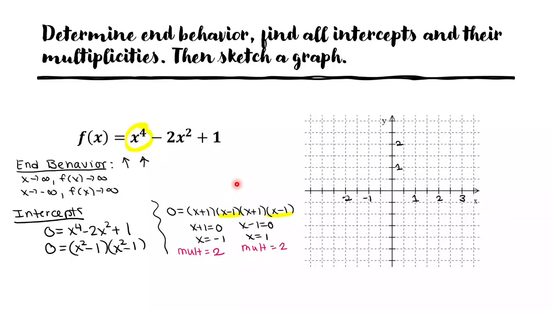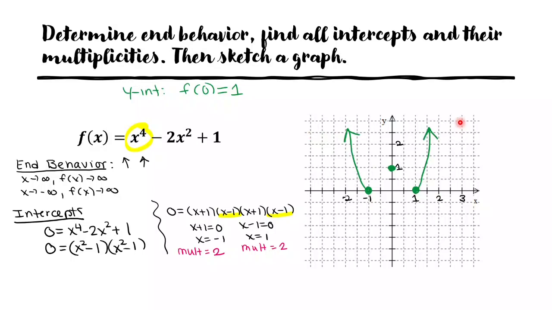All right, so let's create our graph. I'm going to start by plotting my x-intercepts. They're at negative 1 and 1. And let's see, I should probably plot my y-intercept as well. If I plug 0 into this function, I get 0 plus 0 plus 1. So my y-intercept is 1. Then to create my graph, I'm going to start with the end behavior. So both ends go up. The left side goes up, the right side goes up.